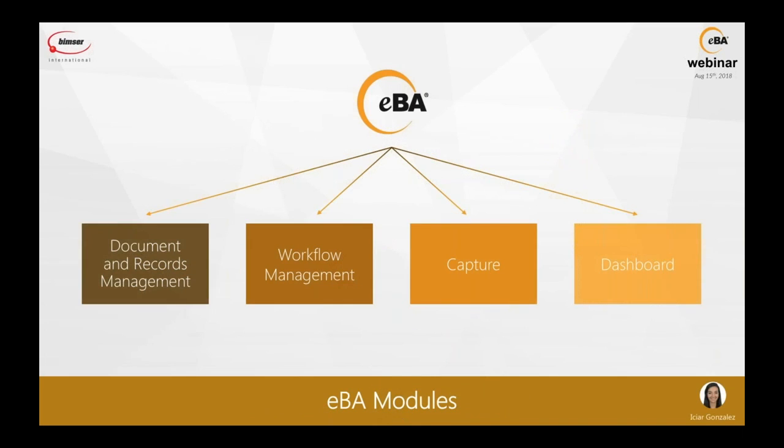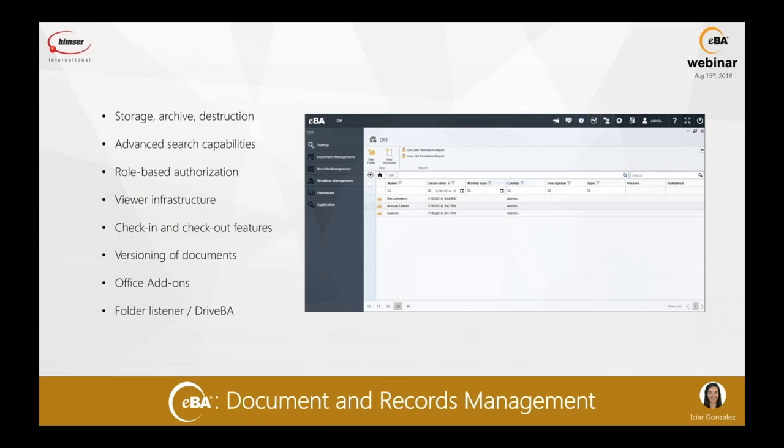So here you have a list of modules. eBA has 4 different modules. First, the document and records management module, then a workflow management system, then capture, which includes OCR capabilities, and finally a dashboard to visualize all the data that we store on the system. So let's take a look at each one of these modules very briefly.